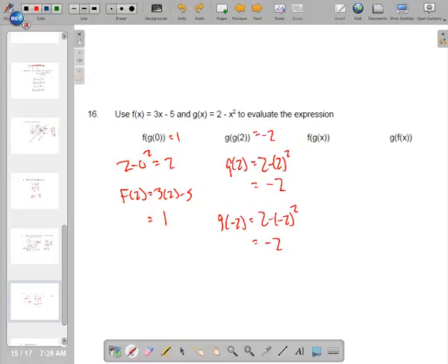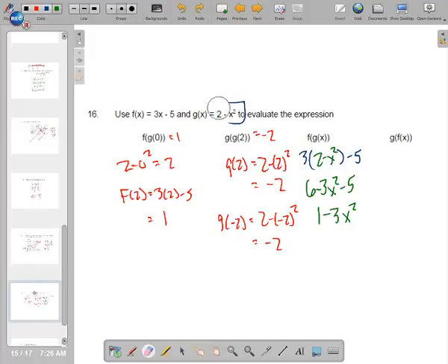f of g of x: if I'm taking this whole function now and plugging it in, it's going to be 3 times something minus 5, but the something is the other function, 2 minus x squared. So 6 minus 3x squared minus 5 will simplify to 1 minus 3x squared. You could write negative 3x squared plus 1, that's fine too.